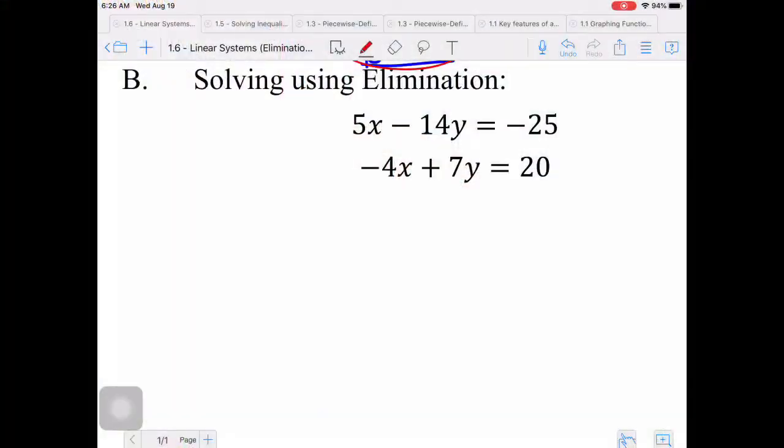Alright, so we're gonna get into solving using elimination. Again, elimination could vary. Sometimes it's pretty much already set up for you, sometimes it's not. The point of elimination is to either eliminate the x variable or the y variable. And it's pretty much totally up to you. Alright, so let's see how we can decide which one to eliminate.